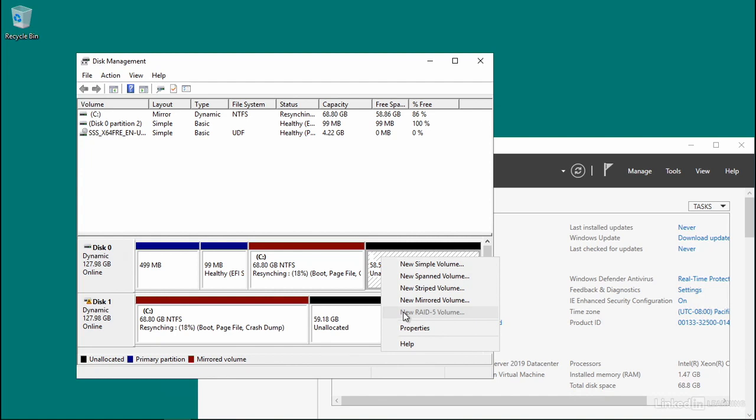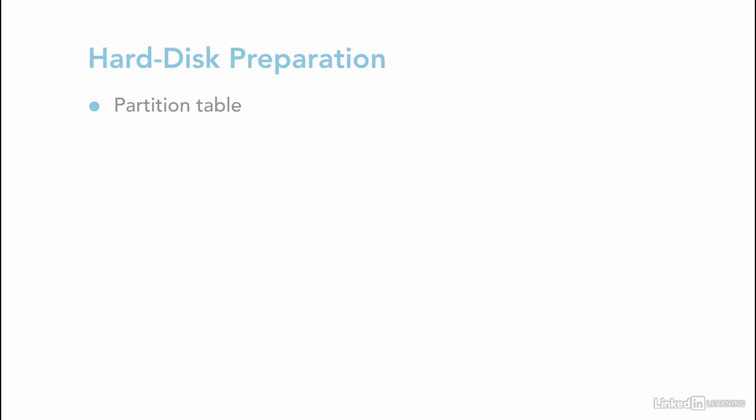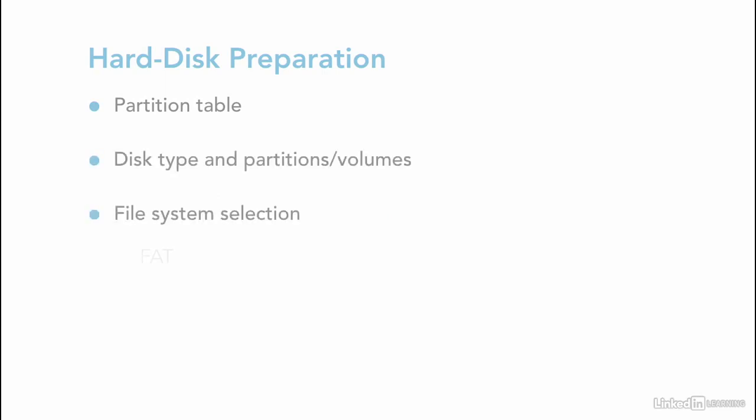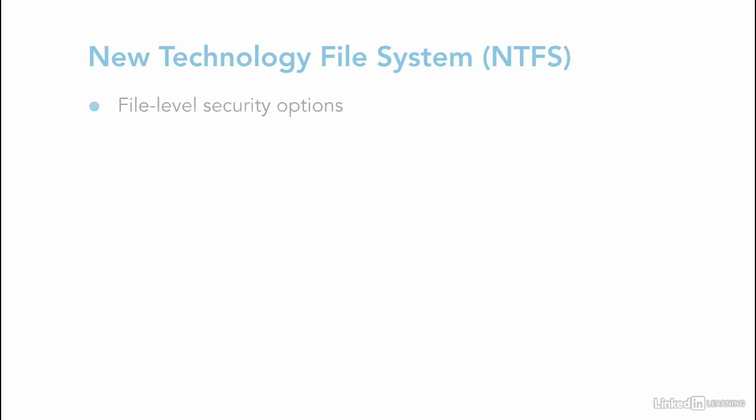Once a hard drive has been installed, initialized, and partitions or volumes created, the next decision that you have to make is regarding the file system that you're going to apply to that volume. Now, NTFS has been the preferred file system for years because it allowed for more specific security settings, not just on folders, but on individual files.